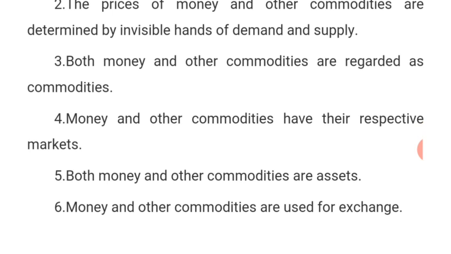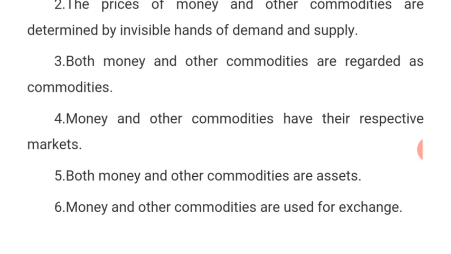And number five, both money and other commodities are assets. Money is seen as assets, and commodities are also seen as assets. If I'm having money in the bank, it's seen as assets, that is, properties. When we say money, money is seen as property. Likewise, commodities that one has are also seen as properties or as assets.